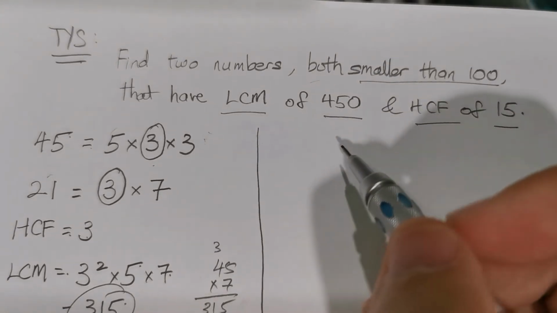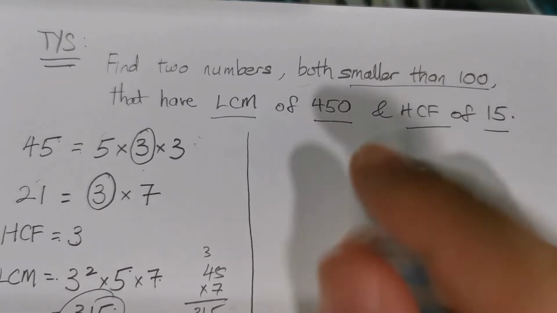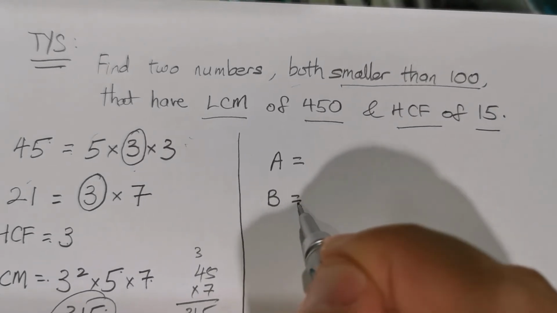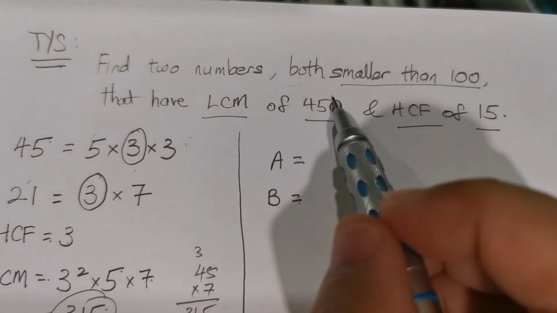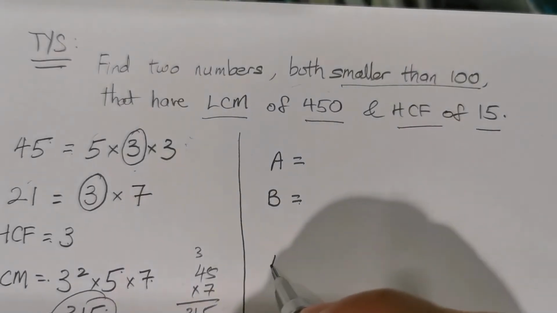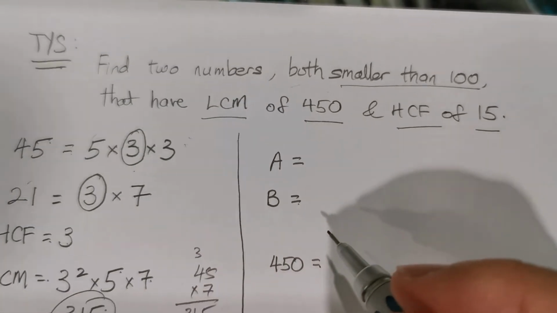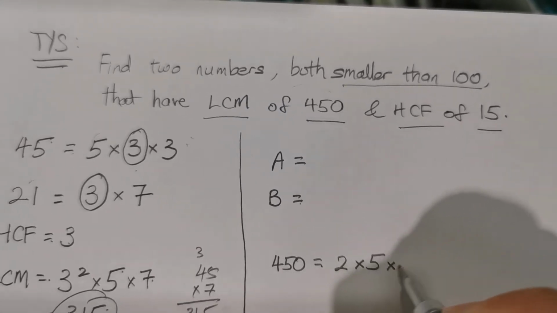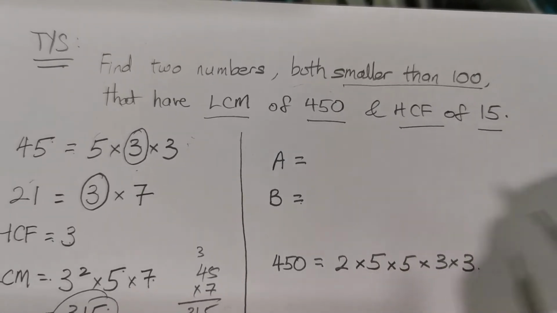For this question, we are trying to find two numbers. The first number is A, the second number is B. These numbers must be smaller than 100. First, let's try to find the LCM. If you take 450 and do the prime factorization, you're going to get 2 times 5 times 5 times 3 times 3. So that's the LCM.